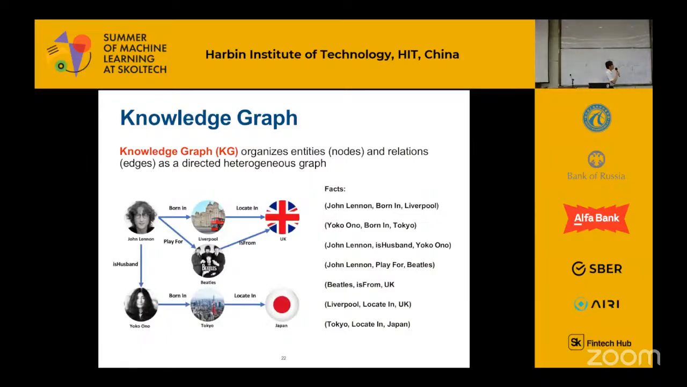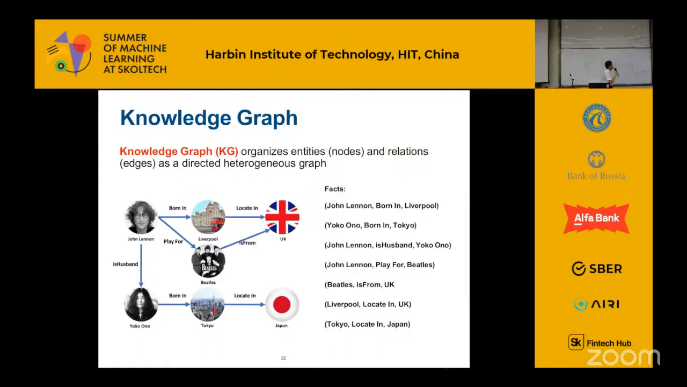And this is called the knowledge graph. I will continue this one. The knowledge graph is an organization of entities and the relations as a directed heterogeneous network. For example, there's a singer here called John Lennon, and Yoko Ono is his wife, and he is a husband of Yoko, and he was born in Liverpool and located in the United Kingdom, right?